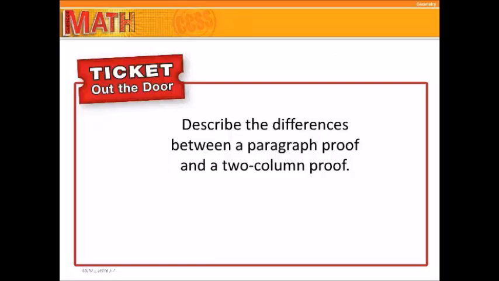For class tomorrow, I would like you to describe the differences between a paragraph proof, which is an informal proof, and a two-column proof, otherwise known as a formal proof. Also, please complete the two Got Its. There's one at the top of page 381, and the second one is at the top of page 382. We'll be going over these in class tomorrow, as well as answering any additional questions that you might have.